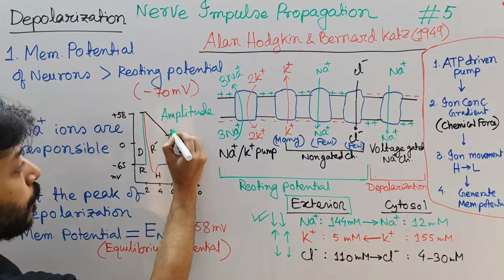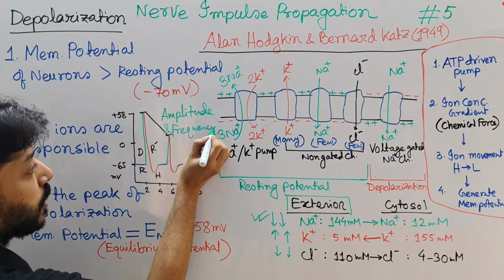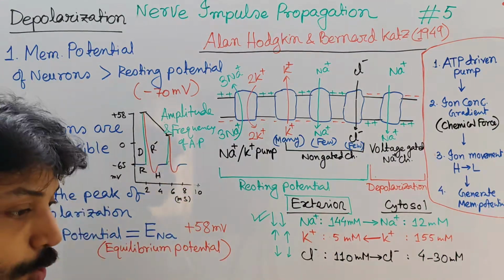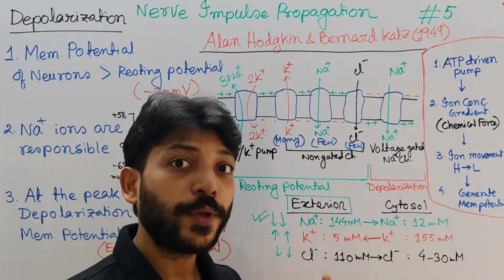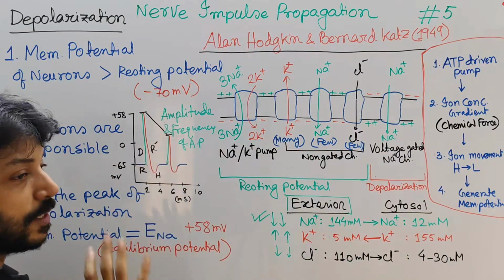Not only amplitude but also the frequency of action potential changes. That means it gets lower. Frequency means how many times an action potential occurs. So when they decreased the sodium, they got this result.